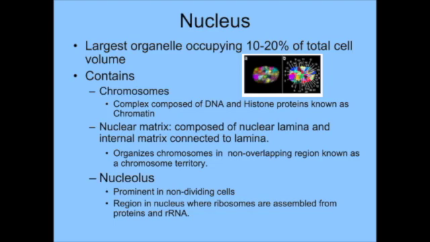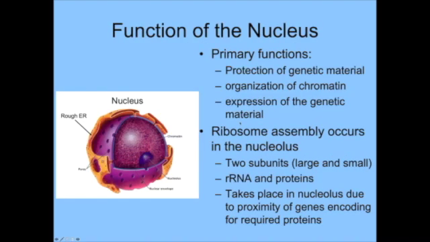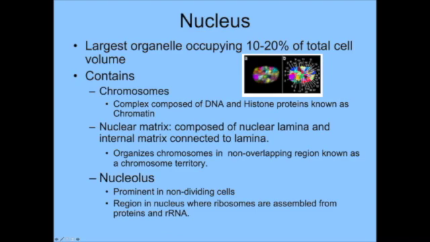The nuclear matrix is composed of nuclear lamina, and an internal matrix is connected to it. This is used to create what are called chromosome territories. Our chromosomes don't overlap each other. So up here in this little picture with all these different colors, here's a colored micrograph. This was done probably with Photoshop. They took an electron micrograph and used coloring on it. But over here, they've taken those colors and they've given each of the colors a number, and each number corresponds with one of the chromosomes.